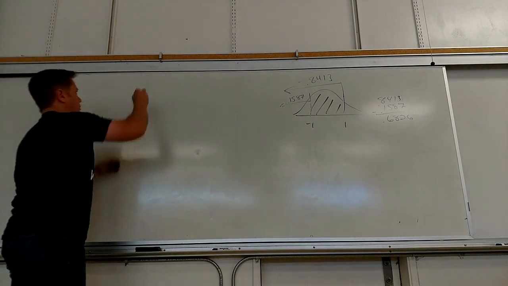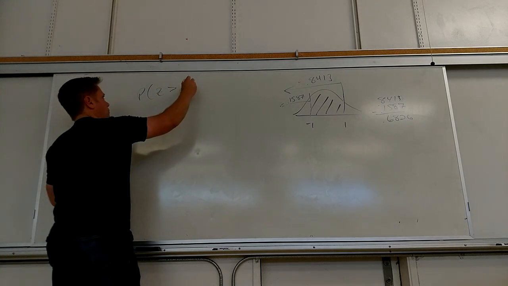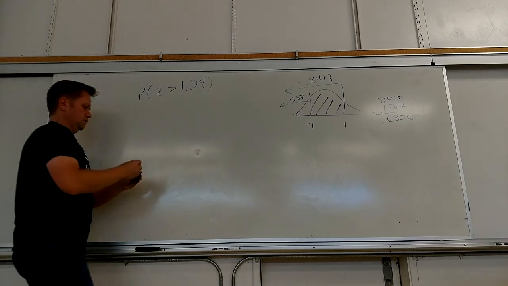Figure out the probability that z is greater than 1.29. Let's see how to do that. We'll do this one together.